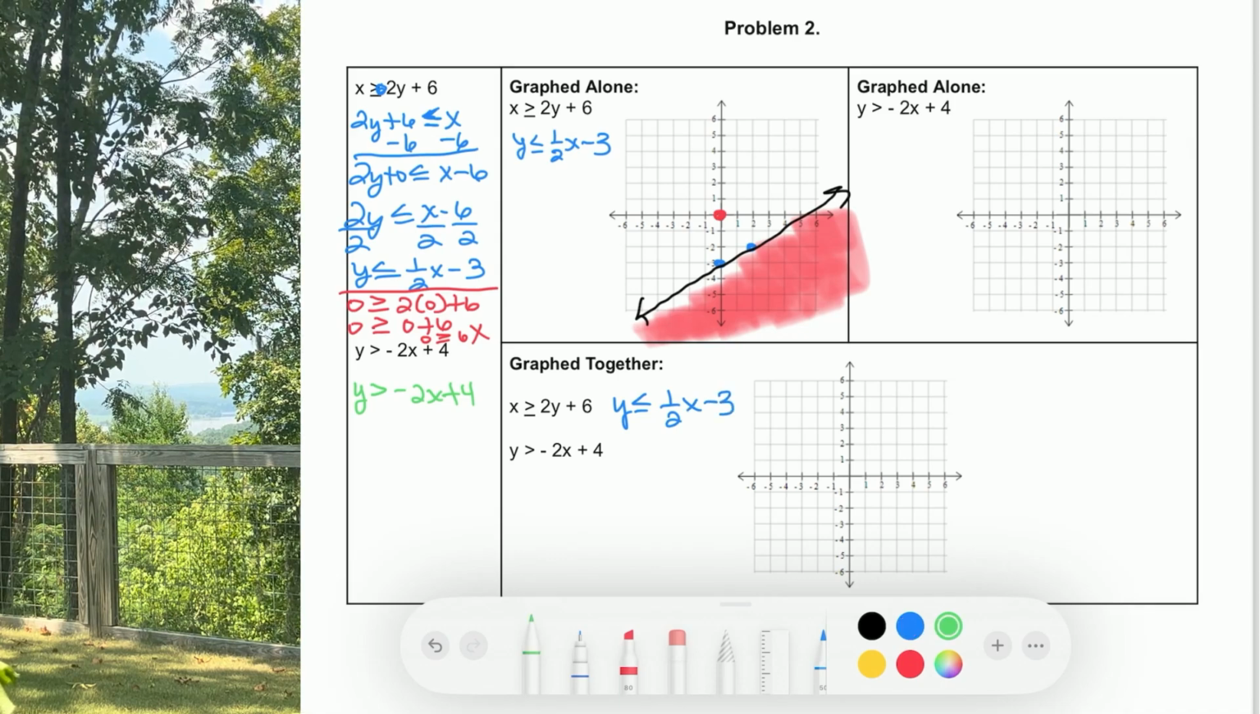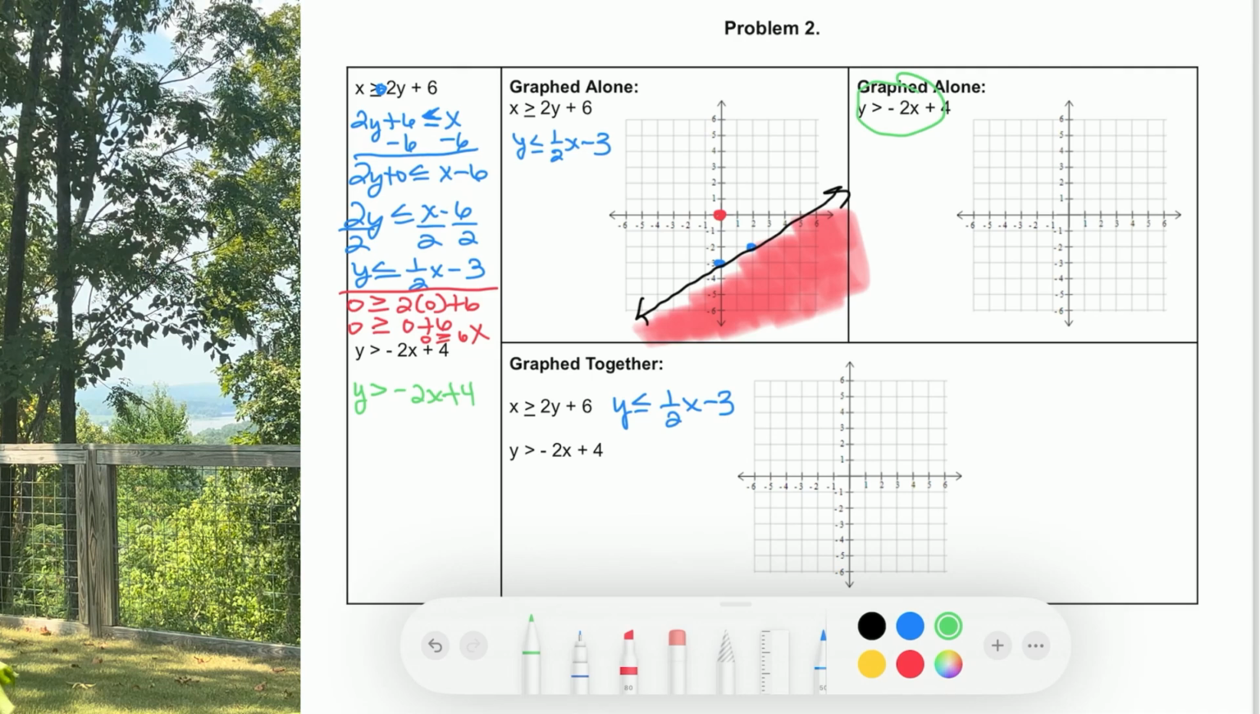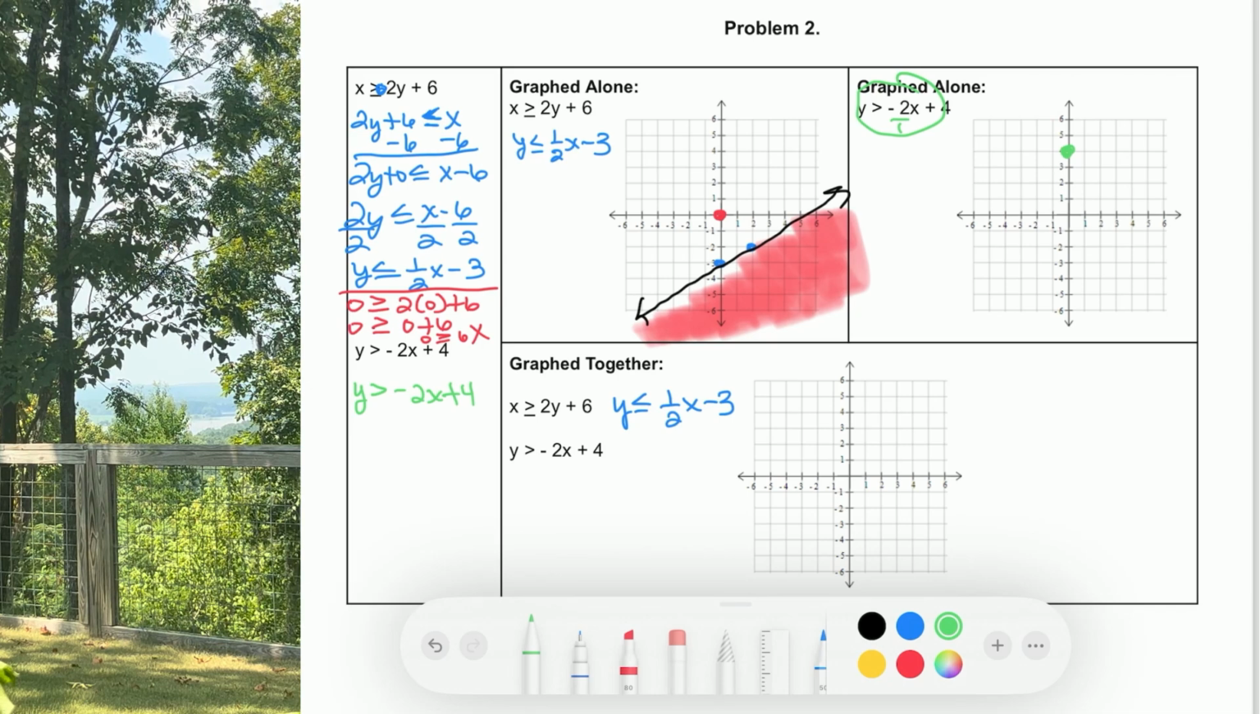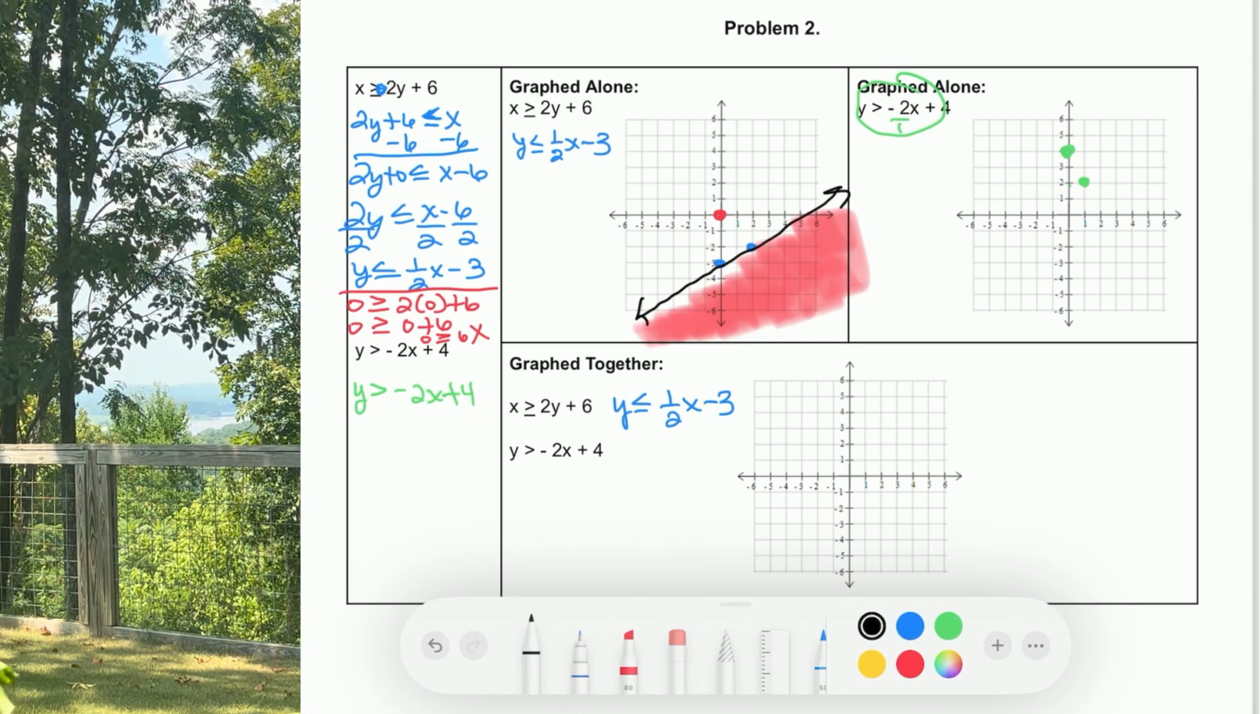All right, now let's plot this one right here. We have plus 4, so that's right here. My slope is a -2. I'm going to put it over a 1, so we have a fraction. So down 2 and over 1, that's my second coordinate. It's a greater than, doesn't have an or equal to with it, so this is going to be a dotted line.